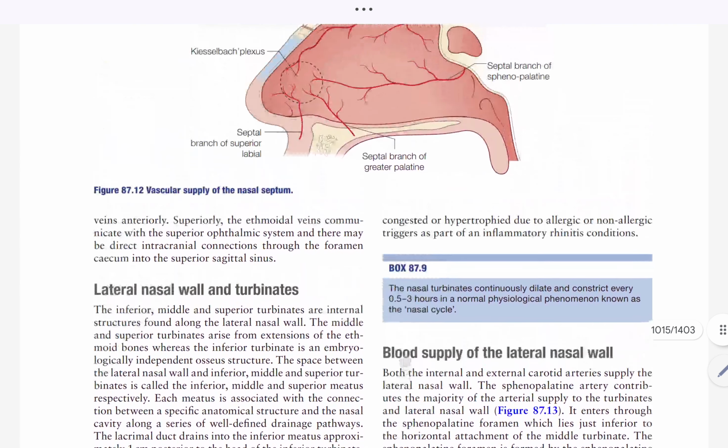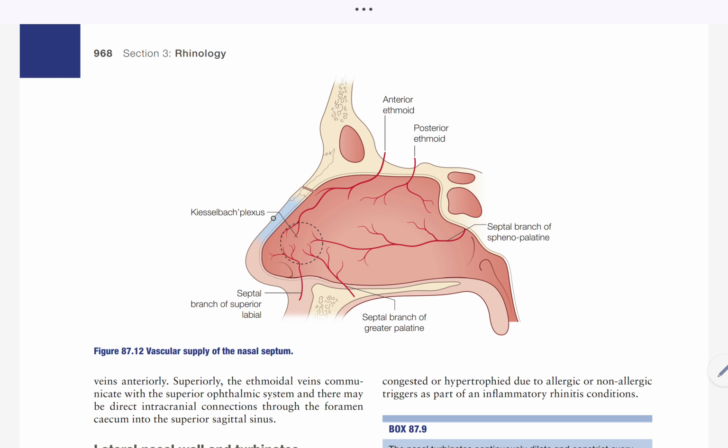Figure 87.12. Vascular supply of the nasal septum. This shows Kiesselbach's plexus, the anterior ethmoidal artery, posterior ethmoidal artery, septal branch of the sphenopalatine artery, septal branch of the greater palatine artery, and septal branch of the superior labial artery.